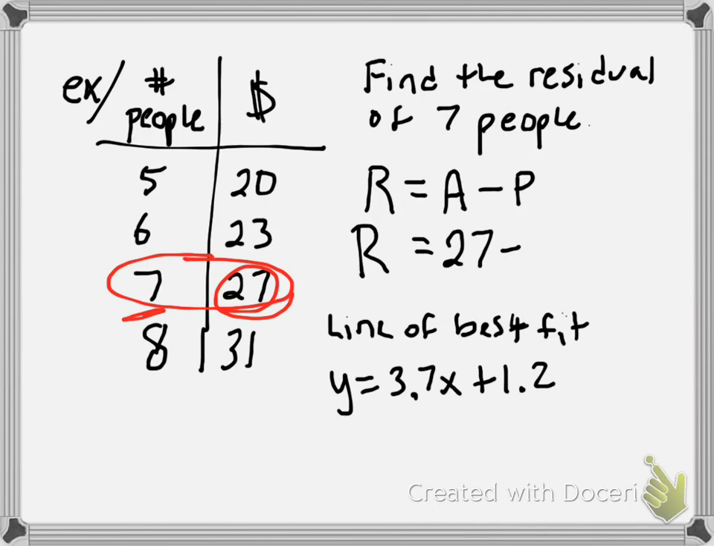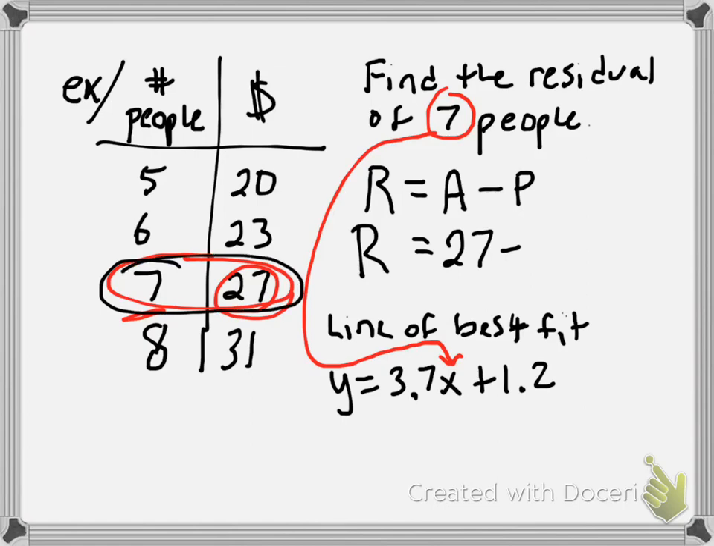Okay, so in order to find our predicted, basically we want to plug in the value for x that we're dealing with. Well, the value for x that we're dealing with is 7 people. So we're going to plug in 7 for x into our line of best fit. When we looked at our table, for 7, we got our actual of 27. Now we want to use the line of best fit for 7. The line of best fit for 7 means I'm going to plug in 7 for x.